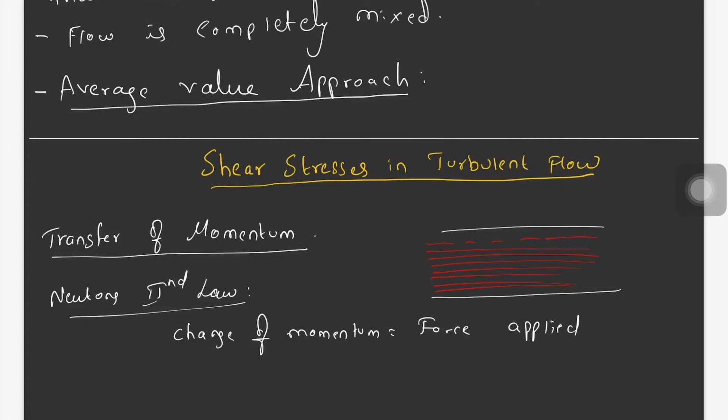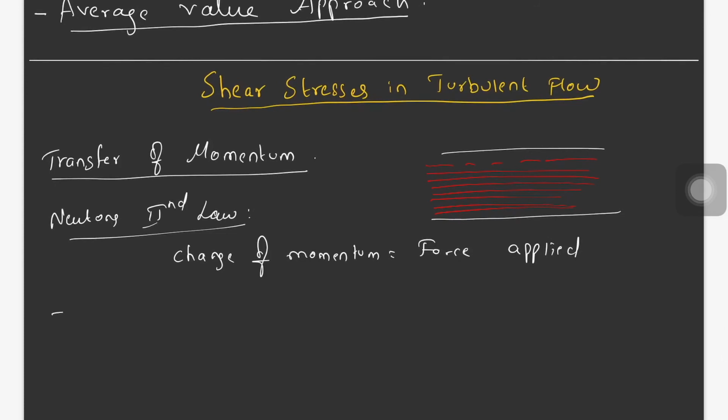Now we are going to calculate that force. Because of this additional momentum transfer, mass transfer, and velocity fluctuations, there is an additional force developed. If we have force, it means we have a stress also, because force per area is stress. So there is an additional shear stress that's being generated.